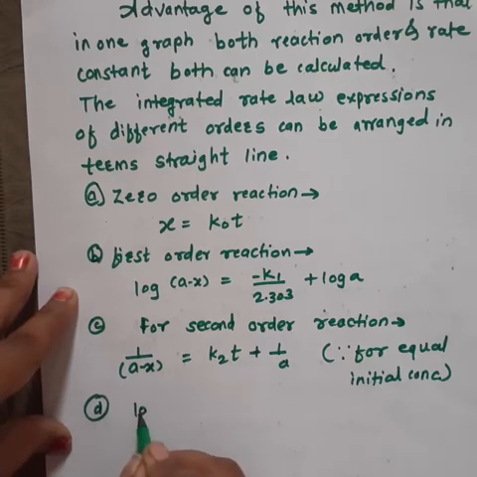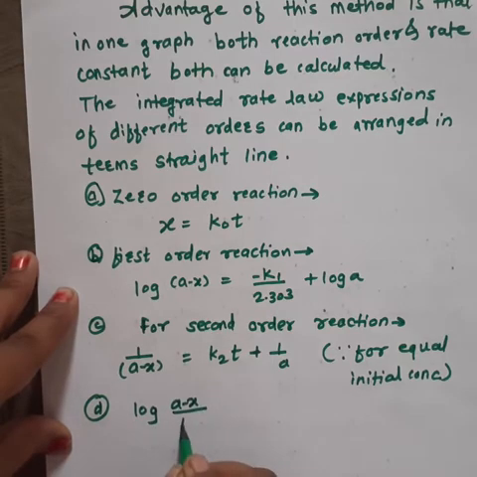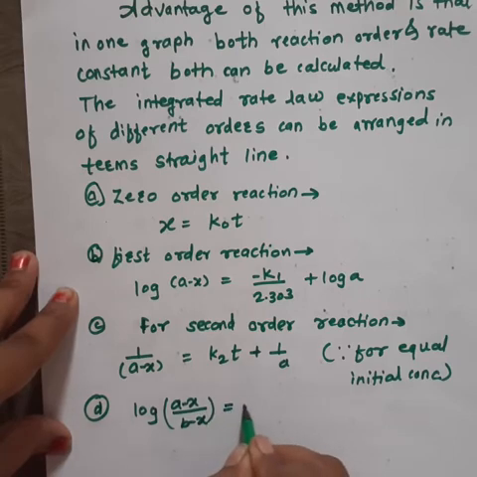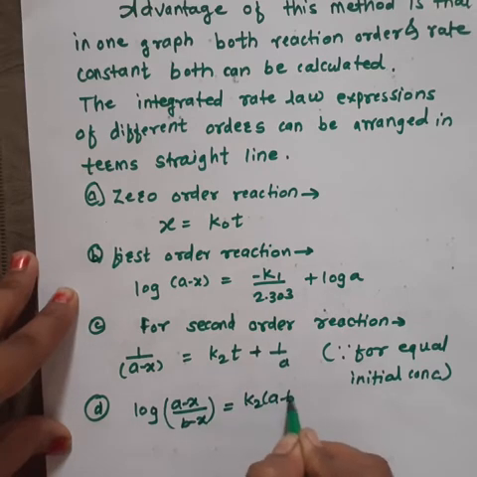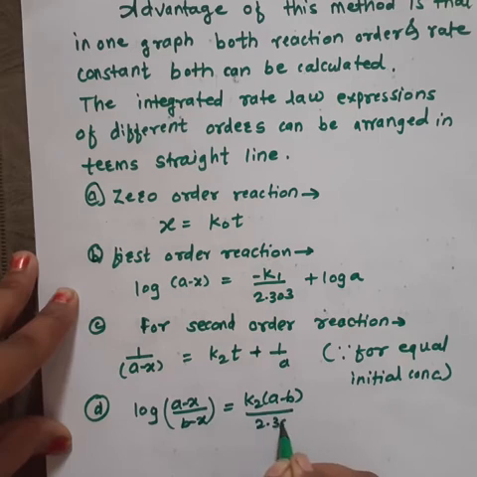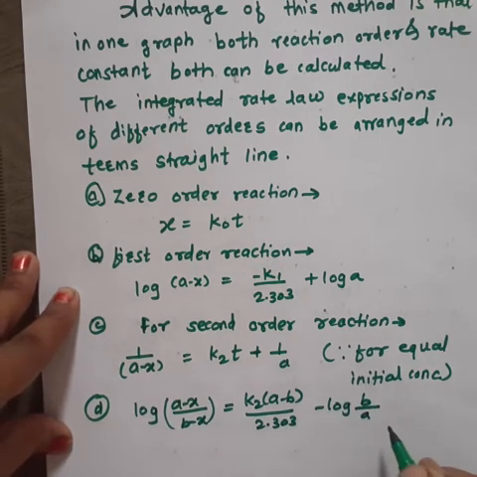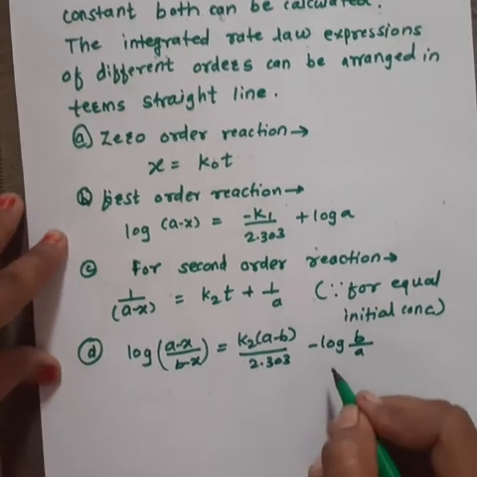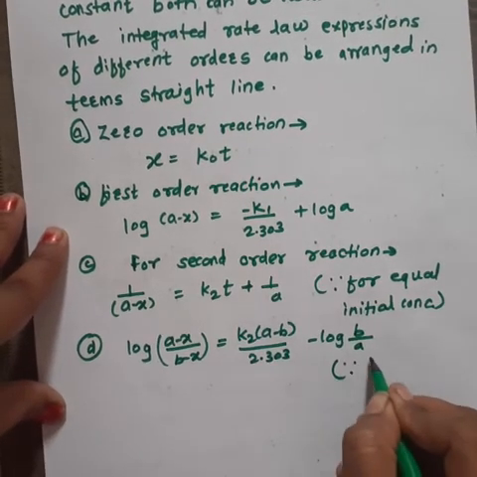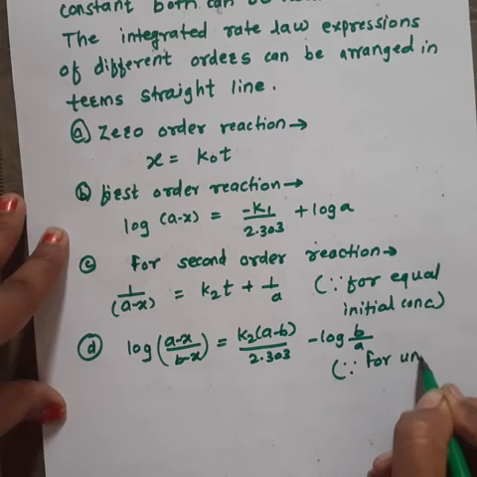Then next, the equation for unequal initial concentration, what was that? Log of a minus x upon b minus x is equal to k2 into a minus b divided by 2.303 into t, minus log of b upon a. This was the equation for unequal initial concentration.